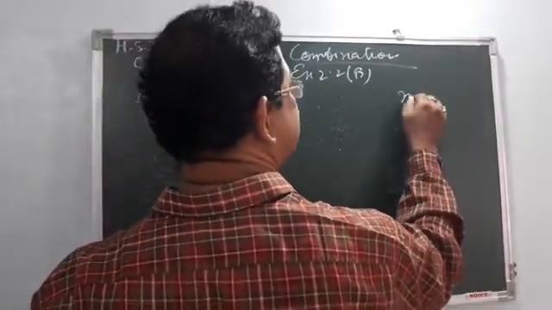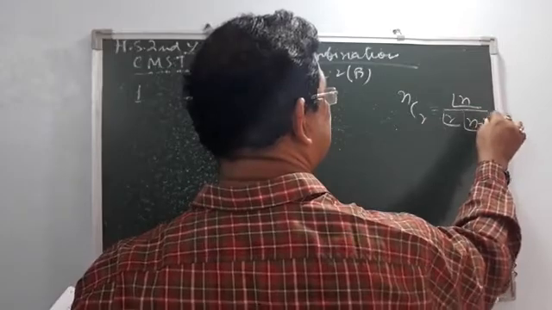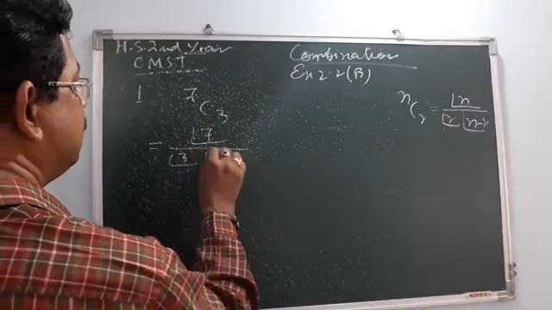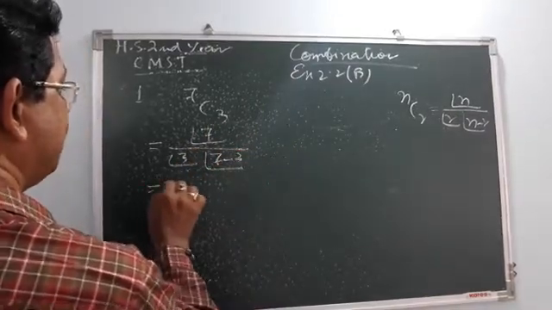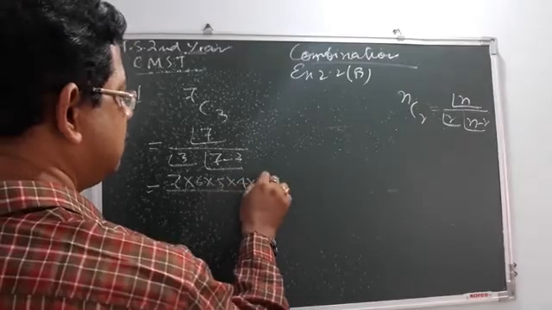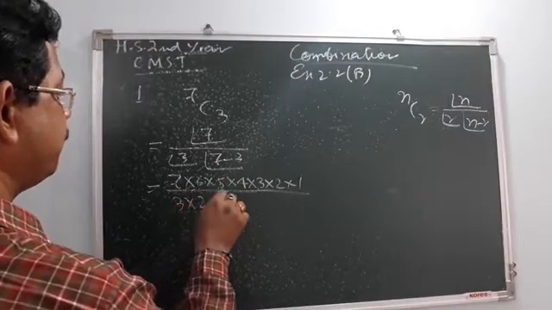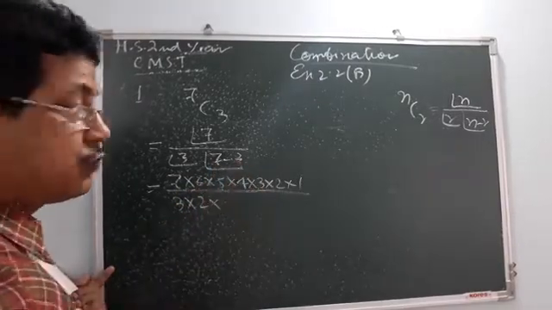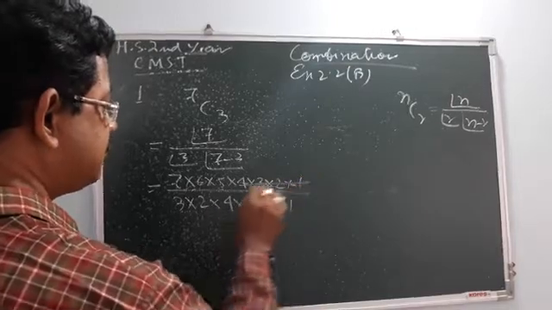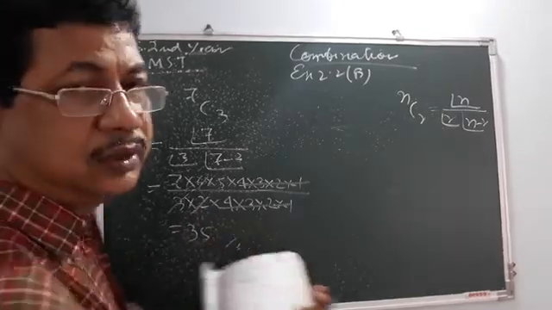Now, what is NCR? We have said it is factorial N divided by factorial R into factorial N minus R. Here also you will use this: factorial 7, factorial 3, factorial 7 minus 3. Factorial 7 can be written as 7 into 6 into 5 into 4 into 3 into 2 into 1. Factorial 3 is 3 into 2 into 1. 7 minus 3 is 4, so factorial 4 is 4 into 3 into 2 into 1. That cancels. 3 twos are 6, so 35 is the answer of this one.